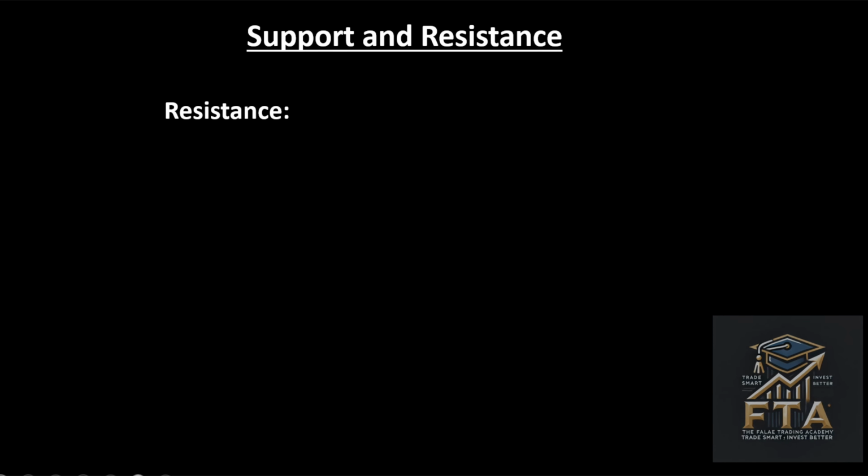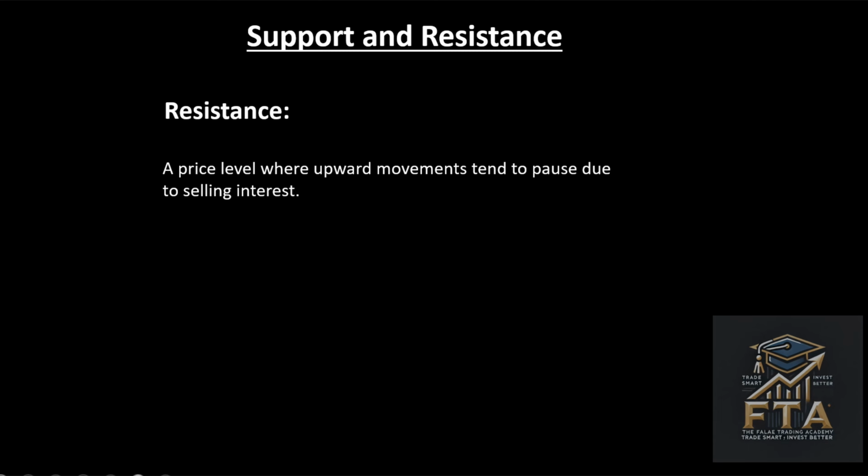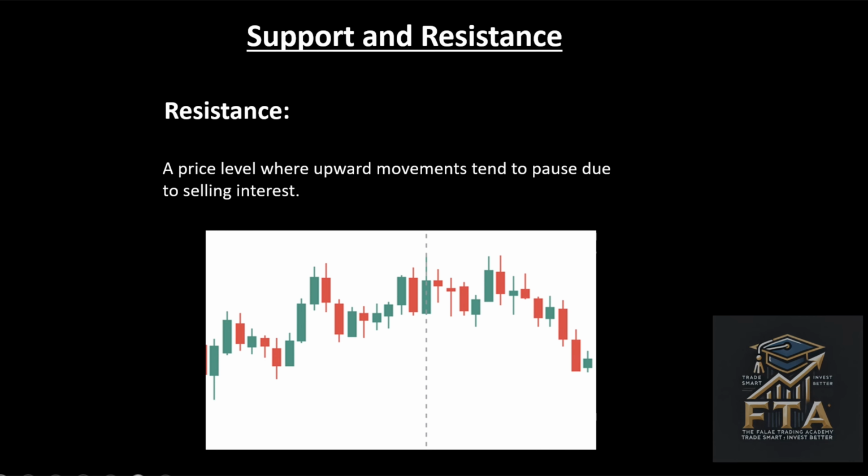Resistance. Resistance is a price level where upward movements tend to pause due to selling interest. Resistance is the opposite of support, and as you can see, whenever price gets to this level, it's rejected, the level is tested again, rejected, and again, and again, and then the downward trend is established.